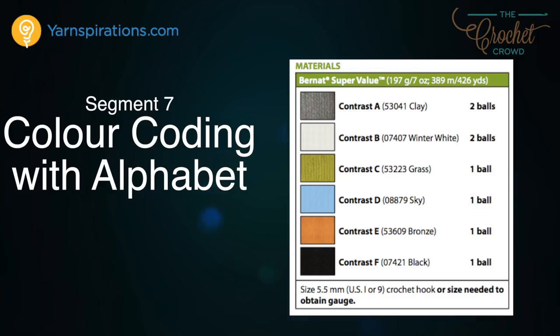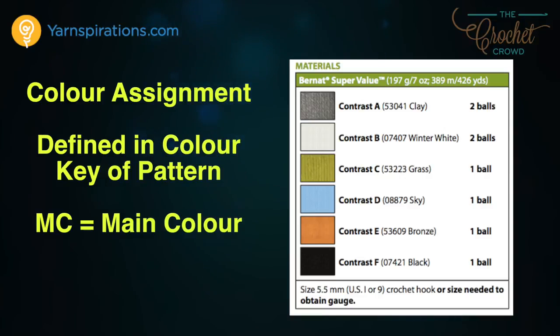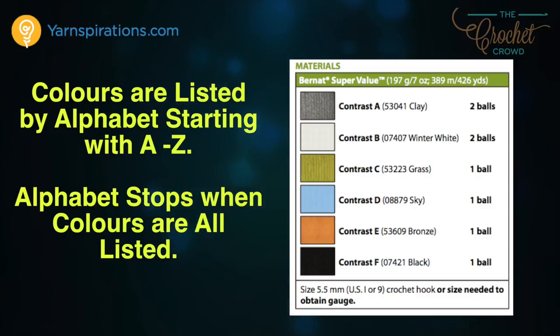So let's move along to color coding with the alphabet. Colors in a project are assigned a letter. So usually the main color of the project that is mostly used could be used as MC, which is short for main color. The rest of the colors are in alphabetical order, starting with A going all the way through Z until all the colors are listed. In some patterns the main color could also be listed as A, and so you may not see MC listed. It depends on the designer.